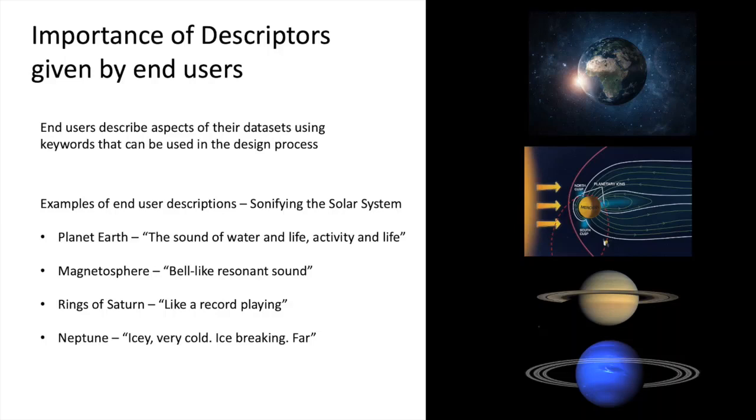The rings of Saturn are the most distinct characteristics of this planet, and the end user described the rings as sounding like a record playing.